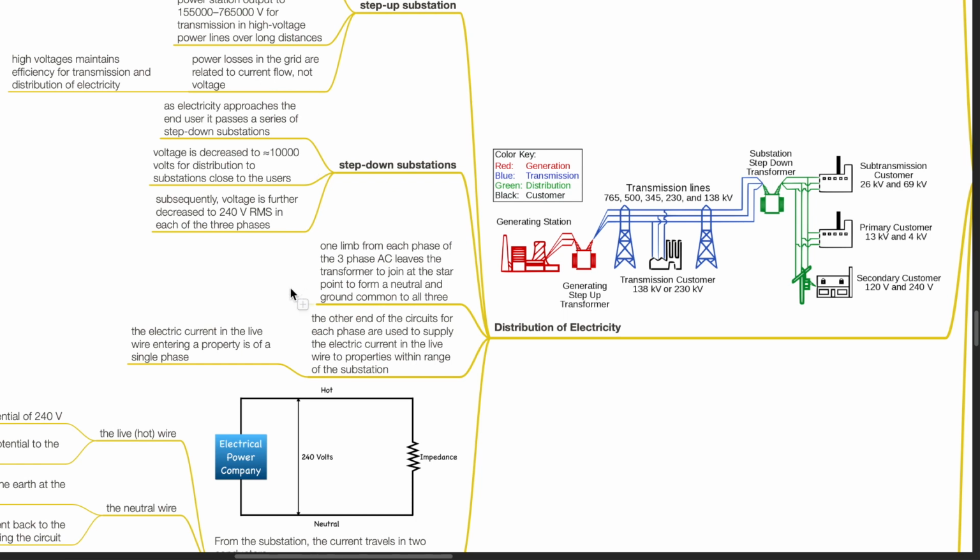The other end of the circuits for each phase are used to supply the electric current in a live wire to properties within the range of the substation. The electric current in the live wire entering a property is of a single phase.